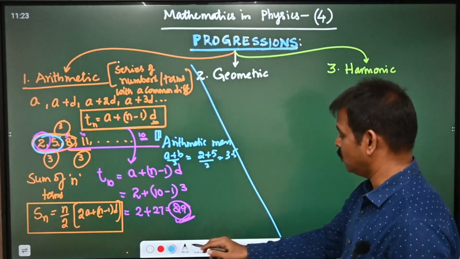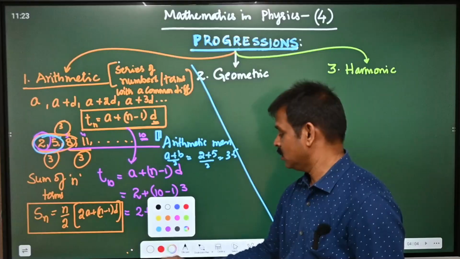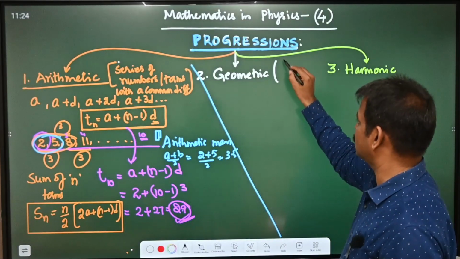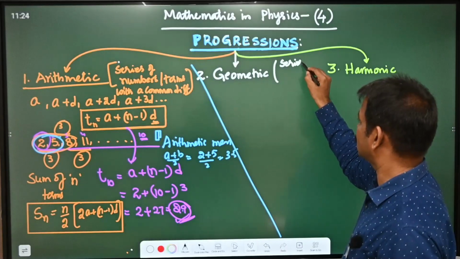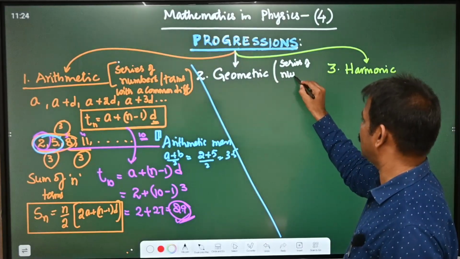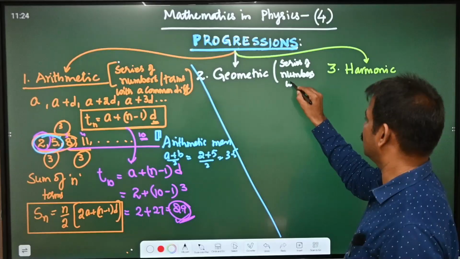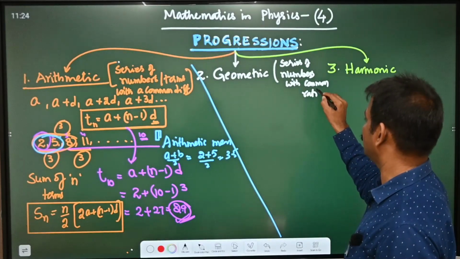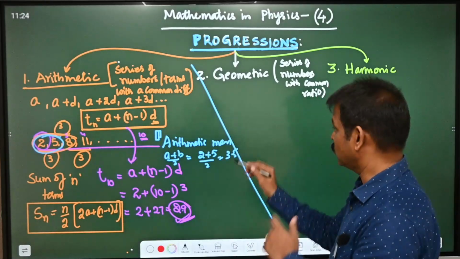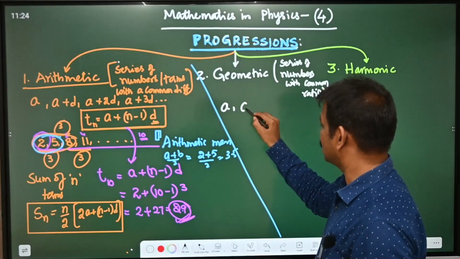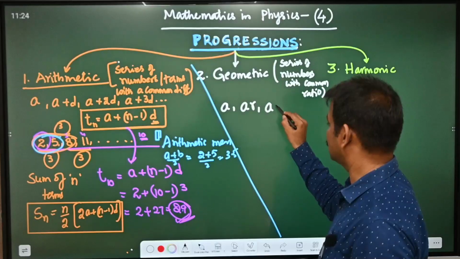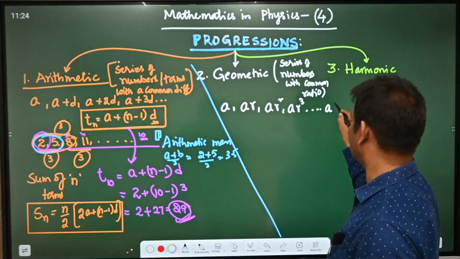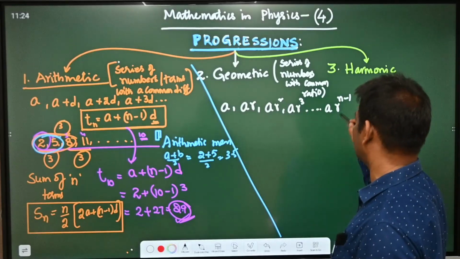Now students, you know very well about geometric progression. Here, this is also a series of numbers or terms with a common ratio. The first term is A, second term is A into R, third term A R square, A R cube, and so on, A R power n minus 1.